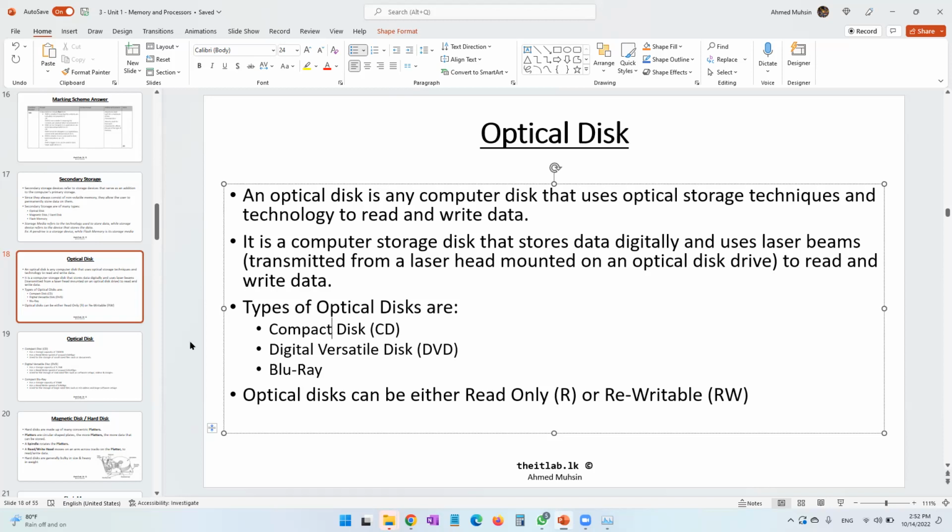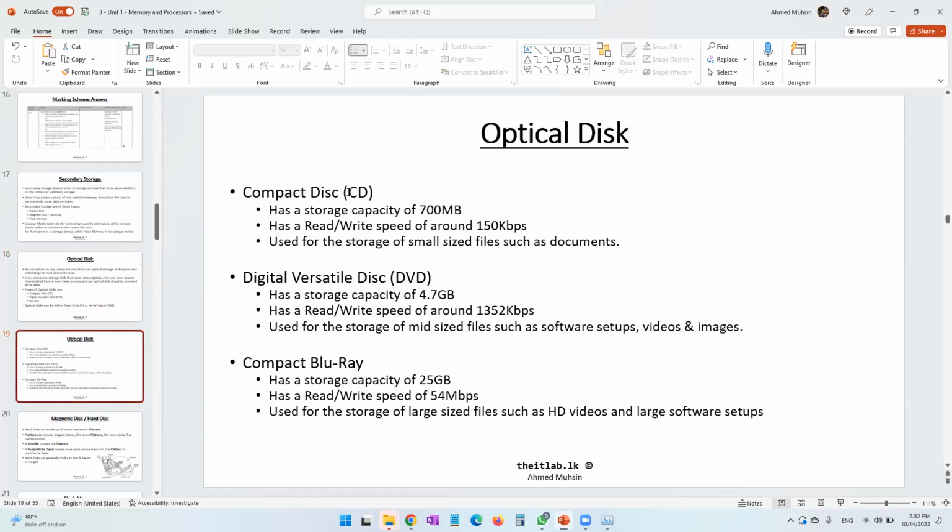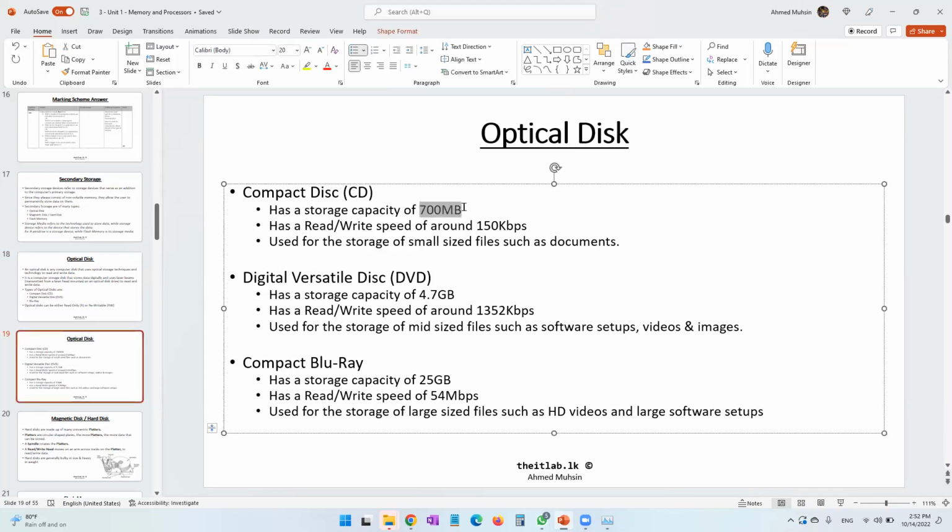Now, if you look at a compact disk, a CD has a storage capacity of 700 MB. It has a read-write speed of about 150 kilobytes per second. So normally we use it for storing small sized files, for example Word documents, Excel spreadsheets, presentations. Then we have DVD. It has a much higher storage capacity, which is 4.7 GB, and a much higher read-write speed. Is it clear? DVDs are normally used for mid-sized files such as software setups, videos, images.